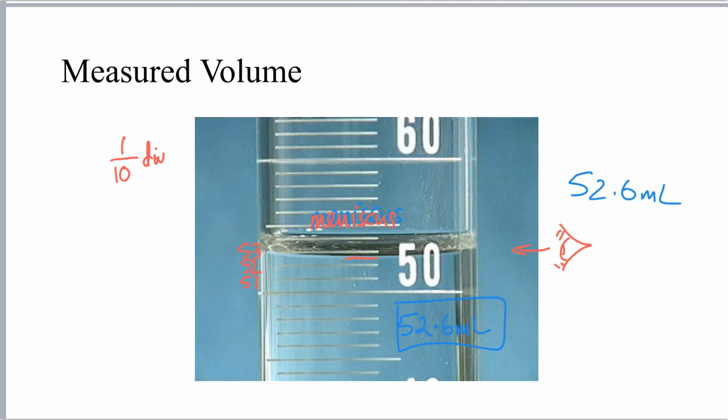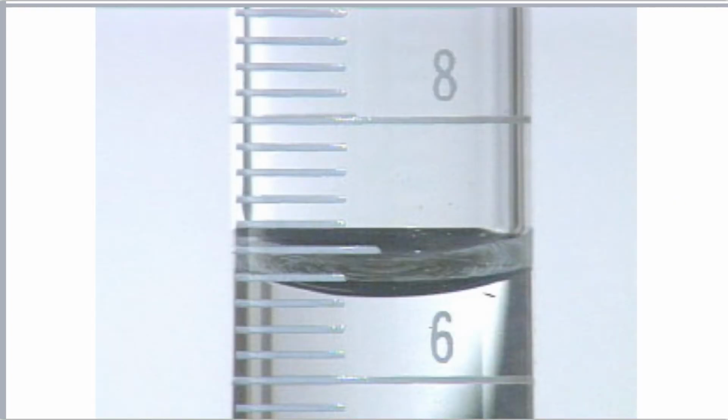So all of the things that you're going to read today, you're going to have to be carefully reading the scale to get it exactly. Here's another scale. Maybe you can try and read this. So just go ahead and pause this video and read it and see what you come up with. Okay, if you unpause it now, let's see if we get the same answer.